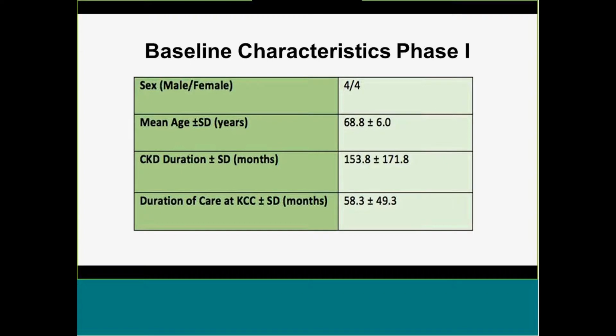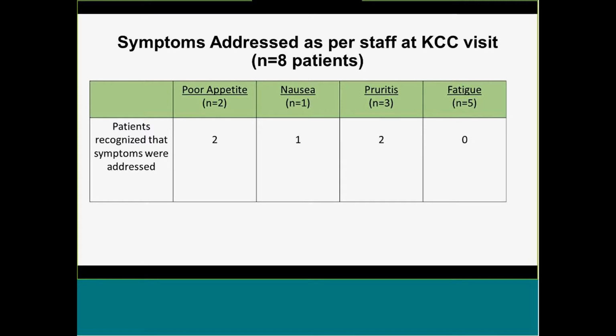So for phase one, the baseline characteristics were as follows. We had 8 patients in total: four males and 4 females. The mean age was about 69 years. The mean duration of chronic kidney disease was about 154 months, and their mean duration of care at the kidney care clinic was about 58 months.